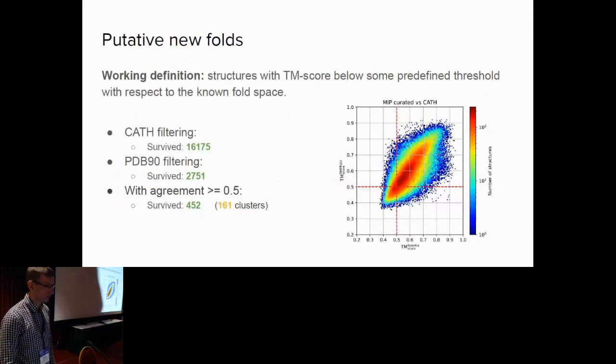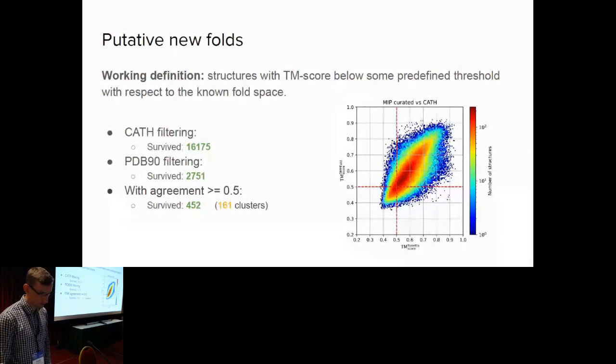When it comes to predicted novel folds, we use the widely used definition that those are structures with a TM score below some predefined threshold with respect to the known fold space. By default, we use 0.5 for the threshold. So first, we superimposed all of our domains of our structures against CATH superfamilies, and those that survived, namely with maximum TM score below 0.5, were then superimposed against PDB-90.